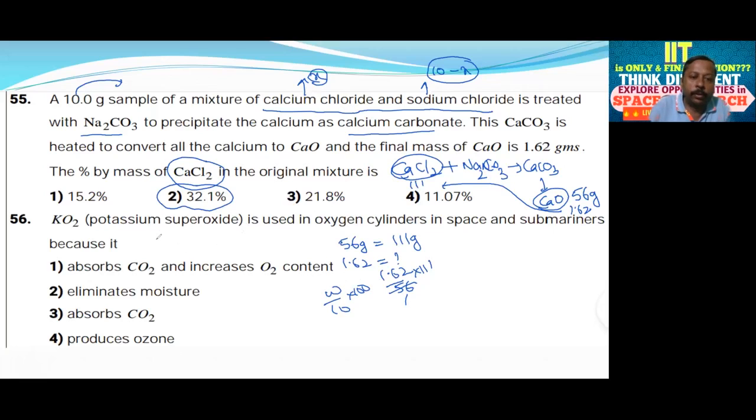Then 56th question: KO2 is used in oxygen cylinders in space and submarines because, very simple, it absorbs CO2 and increases the oxygen. Potassium superoxide will produce the oxygen. Both purposes will be solved. It also gives the oxygen required in submarines and also absorbs the CO2 available.